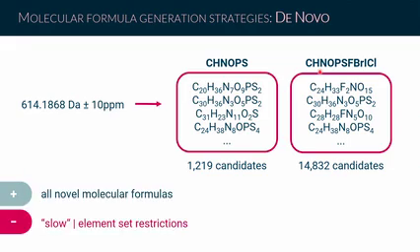And what's the good thing about generating all possible formulas and ranking them? The good thing is you can find truly novel structures with it, because you can find truly novel formulas. And the bad thing is it's slow, and you need to somehow define the set of elements allowed.